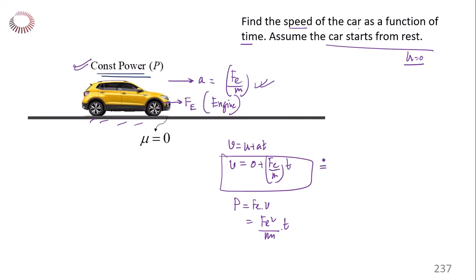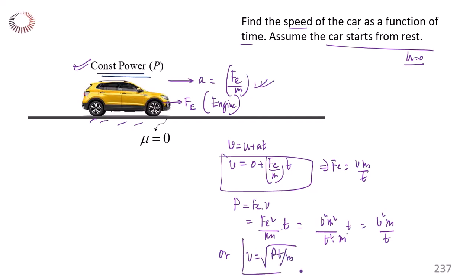From here I can write Fe should be equal to Vm by t. Put it over here: V square m square by t square divided by m into t. So ultimately I am getting P equals V square m by t, or I can write V should be equal to root of Pt by m. That is the answer. So this is the velocity as a function of time.